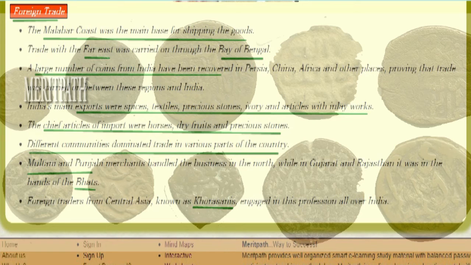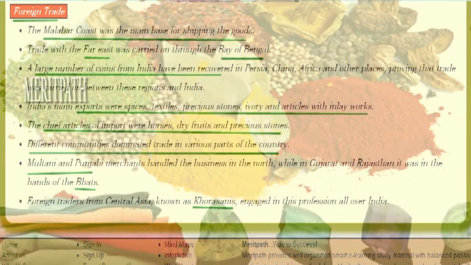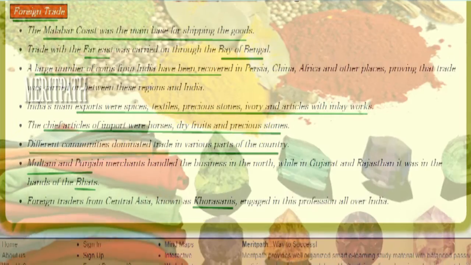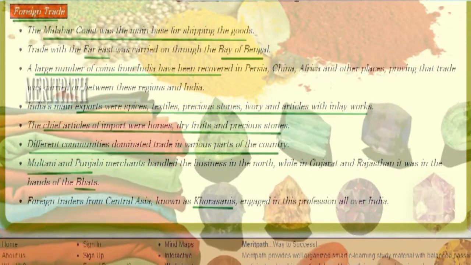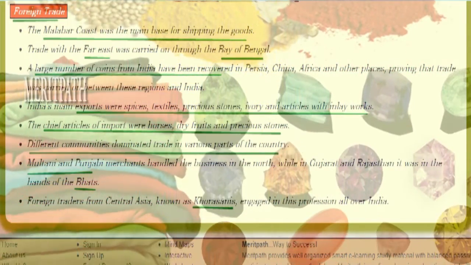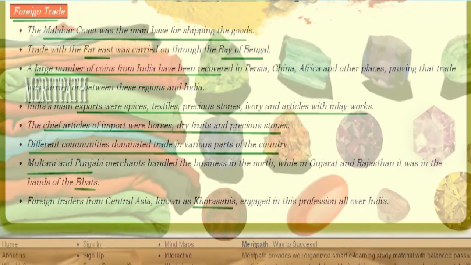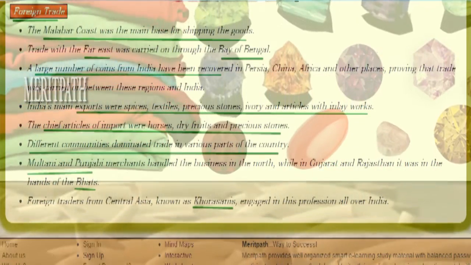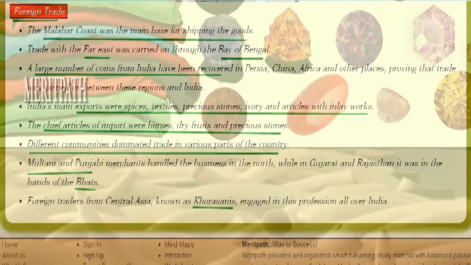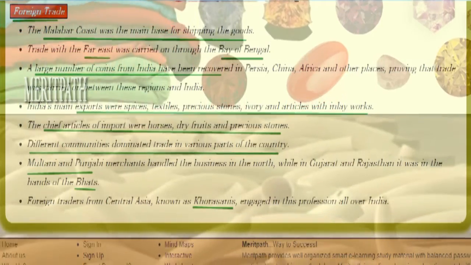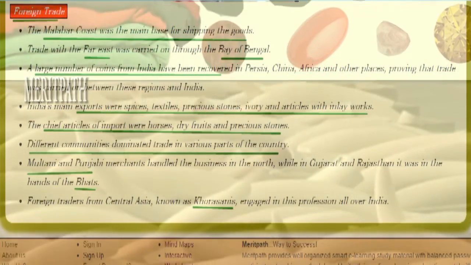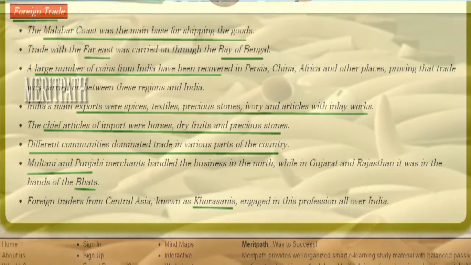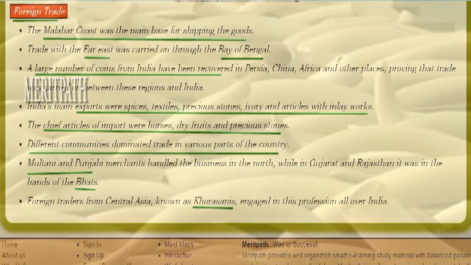The main things India exported were spices, textiles, precious stones, ivory, and articles with inlay work. The chief articles of import were horses, dry fruits and precious stones. Different communities were involved in different trades in different parts of the country. For example, Multani and Punjabi merchants handled the northern business. Gujarati and Rajasthani people handled the west, and foreign traders from Central Asia were known as Khorasanis.